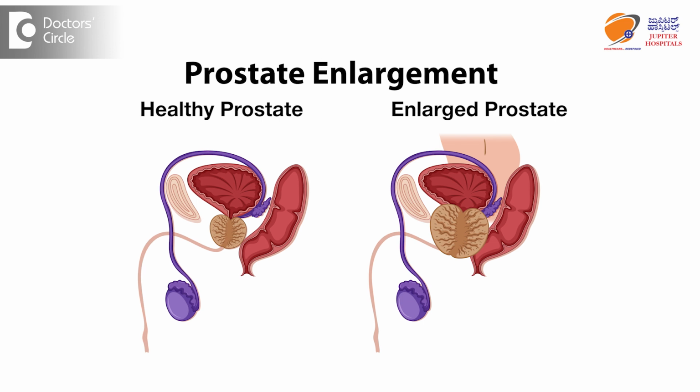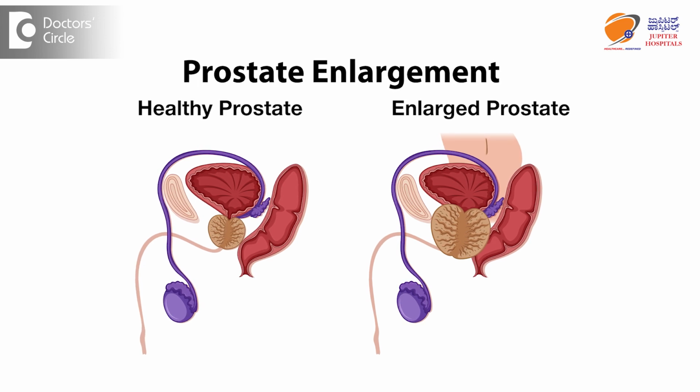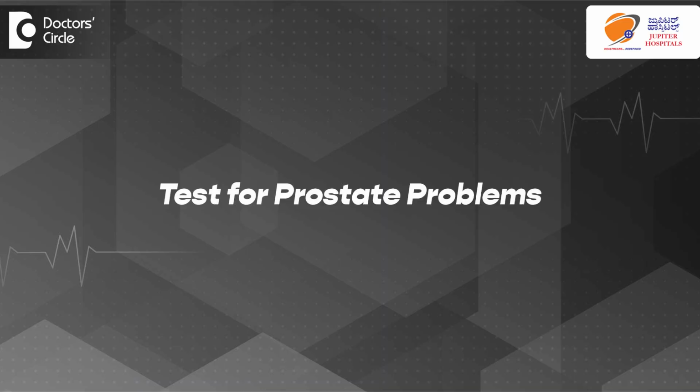associated with urge incontinence, nocturia or passage of urine multiple times at night, hesitancy to pass urine, poor stream or a weak stream, intermittent passage of urine, straining while passing urine, and sometimes even incomplete passage of urine. So all these symptoms suggest prostatic enlargement and compression of the urethra causing all these symptoms.